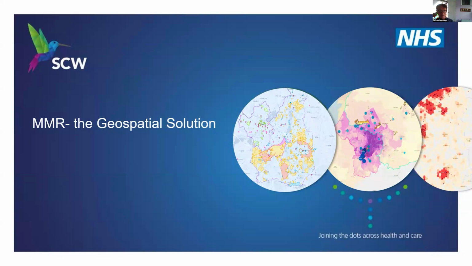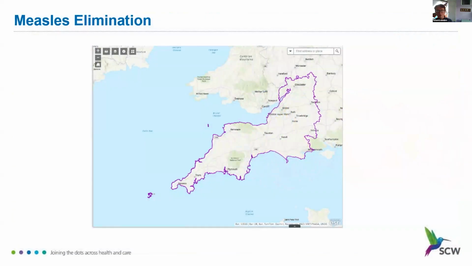MMR stands for measles, mumps, and rubella. It's a vaccine programme typically given in childhood, so it's three diseases in one, and that's what we're trying to increase the uptake of, the MMR vaccination. We started this work because we were working with NHS England, the NHS England Southwest public health team.